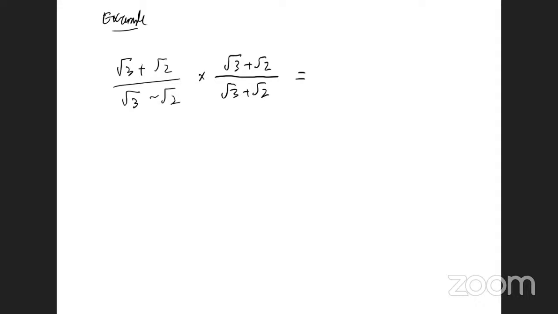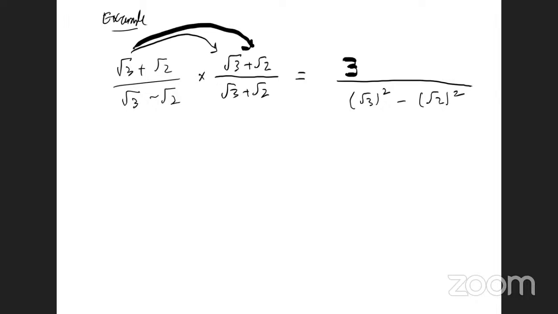Right, so here's what you do. Your denominator is root 3 squared minus root 2 squared, right? So you're using the formula from before. The numerator is what? Root 3 by root 3, that's 3. Root 3 by positive 2, that's root 6. Root 2 by root 3, that's root 6 again. Root 2 by root 2, that is 2. So your numerator will be 3 plus 2, that's 5.